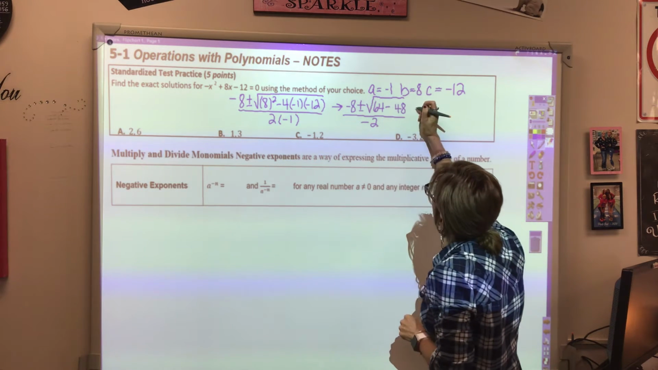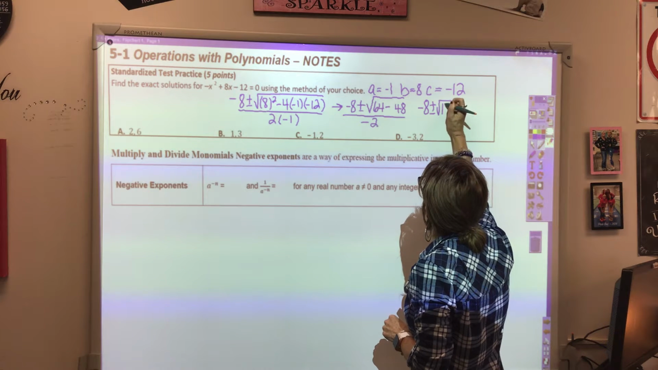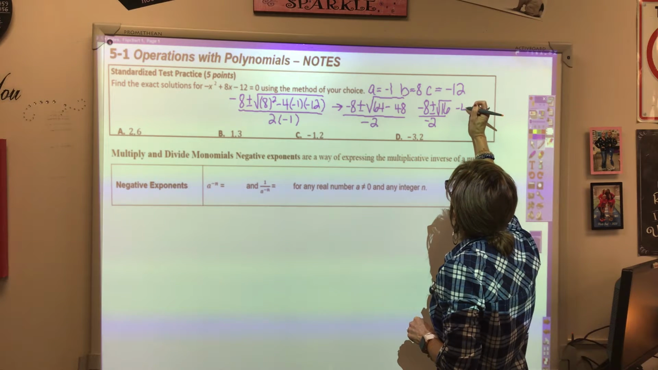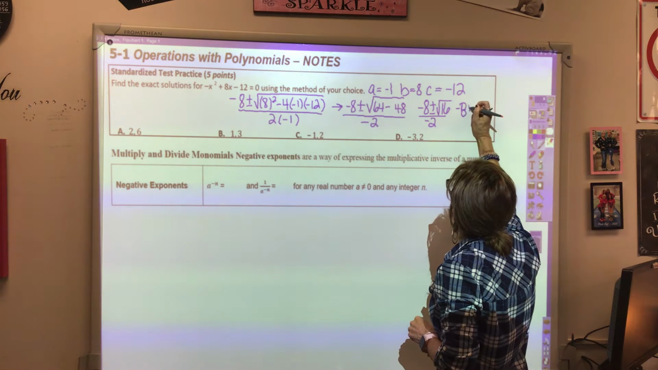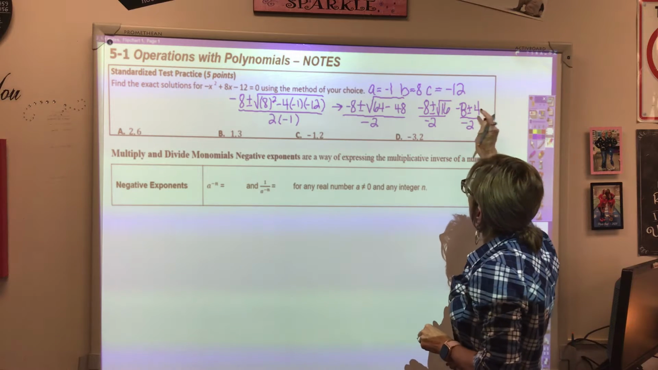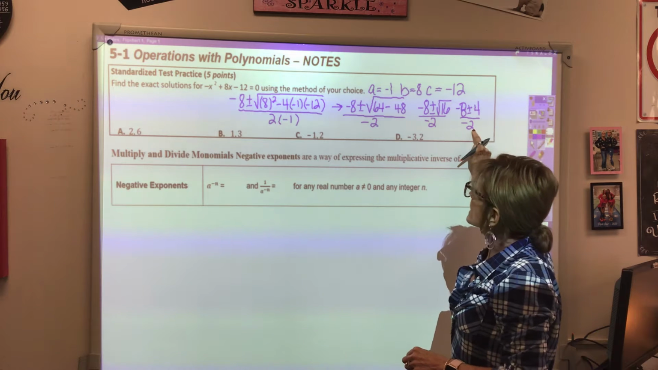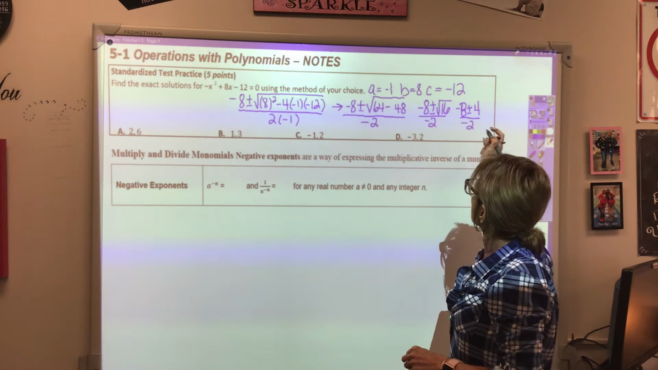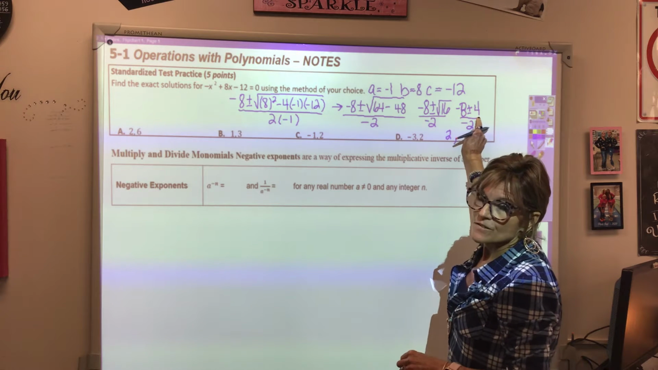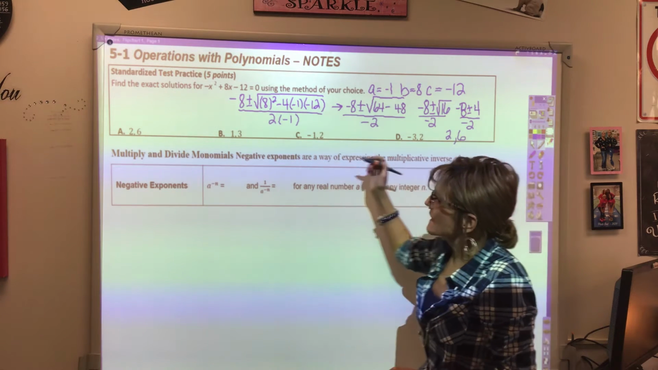That makes it better. So now we have -8 plus or minus the square root of 16 over -2. So that would be -8 plus or minus 4 over -2. If we had -8 plus 4, that would be -4 over -2, which is 2. So one of our solutions is 2. -8 minus 4 is -12, divided by -2 would be 6. So it looks like A is our answer.